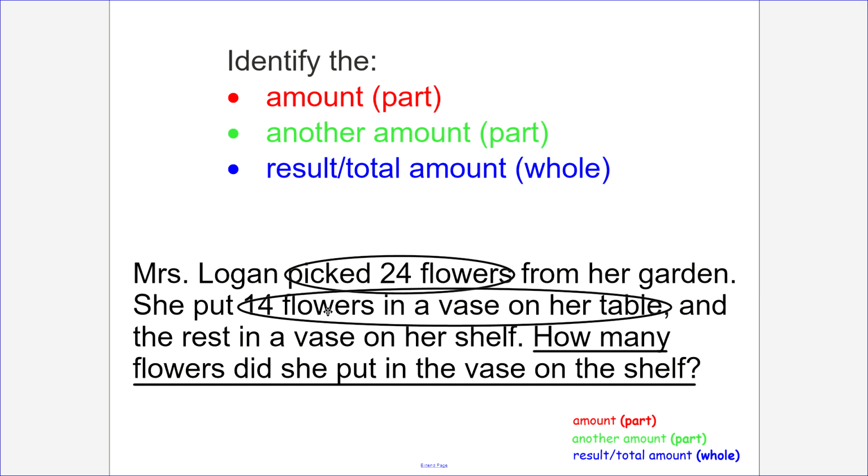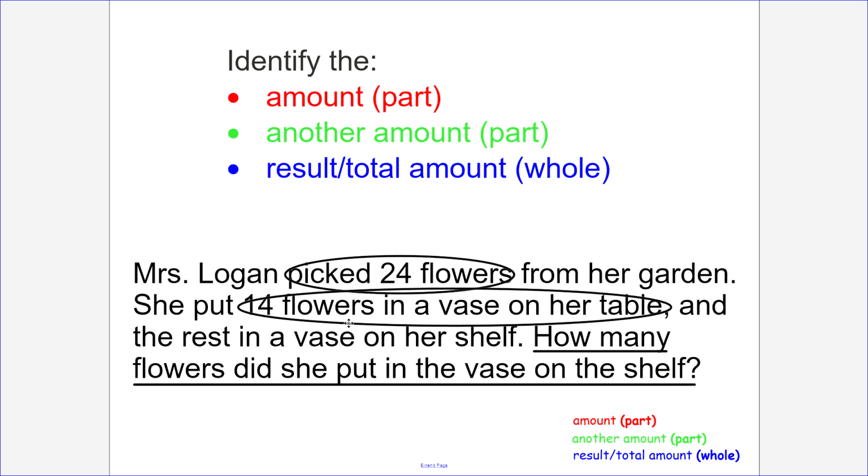Well, look at the first piece of information. She picked 24 flowers. Let's think about this together. We know she picked 24 flowers, and then we know that she put 14 of those flowers in a vase on her table, and the rest of them she put on her shelf. Think about this piece of information, picked 24 flowers. Is that going to be one of the amounts or the whole? Really think carefully.